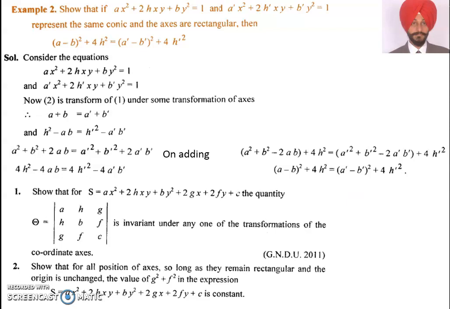Next we have the exercise, and the first question is, show that theta is invariant under any of the transformations of coordinate axes. So that means you can either rotate or you can shift. We want to show that theta is invariant. We already showed this as an example. Second, show that for all positions of the axes, so long as they remain rectangular and the origin is unchanged, the value of g square plus f square in the expression is constant.